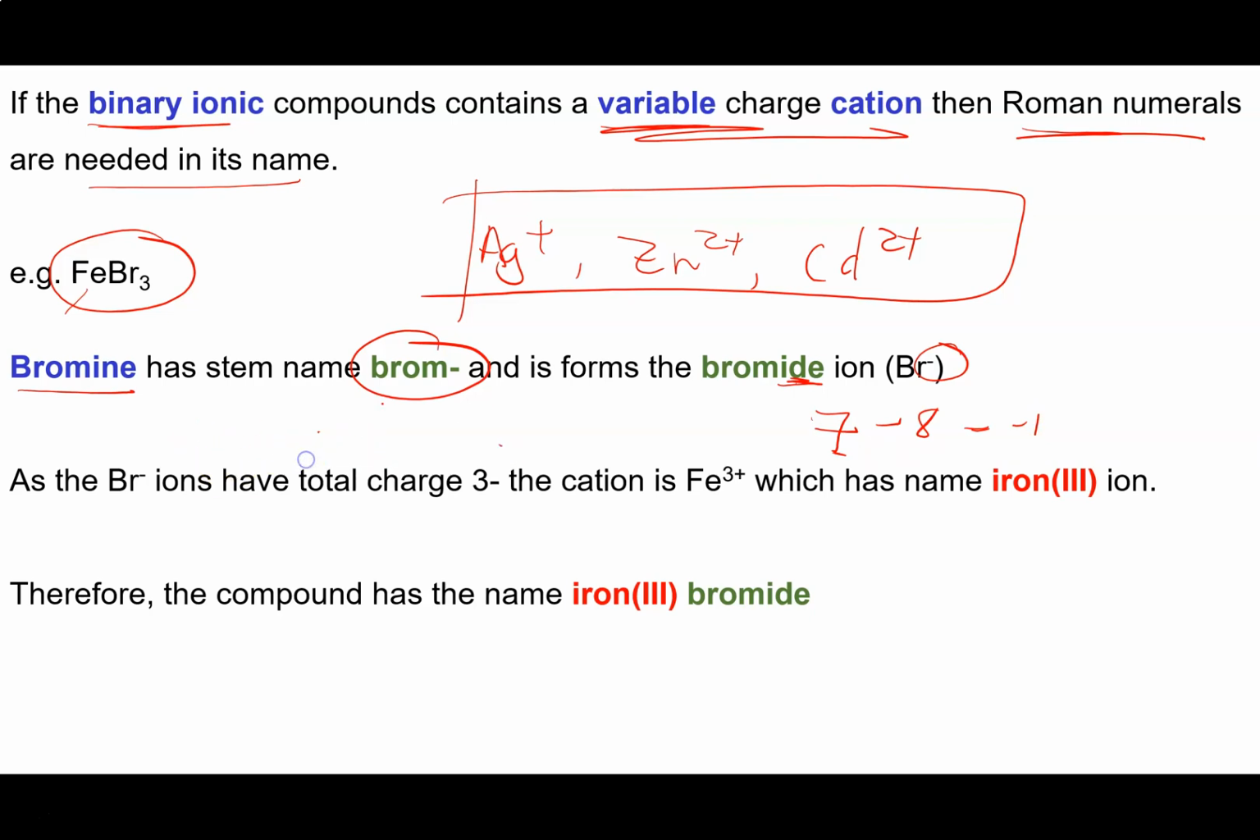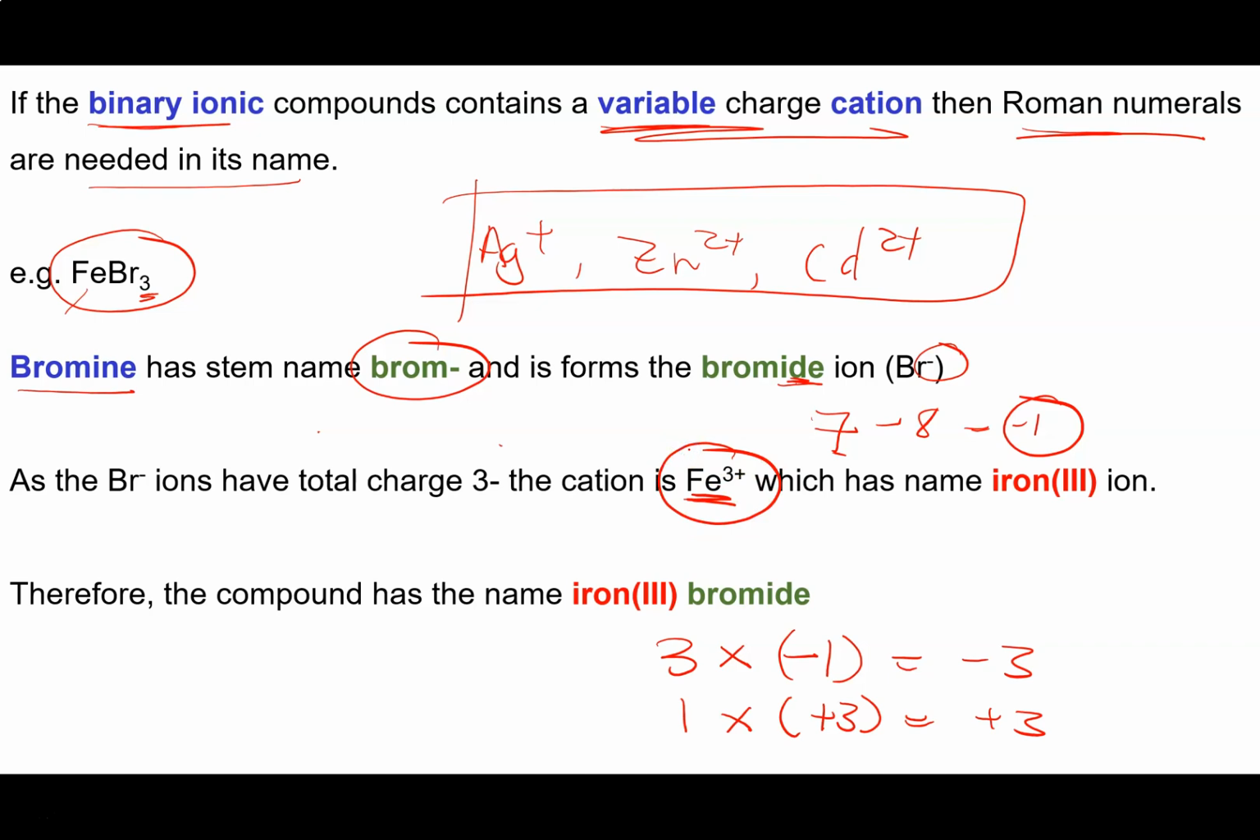All right, so I know the charge on my anion. The whole thing that I'm trying to do here is figure out what my Roman numerals are going to be. Because I've got 3 bromide ions, I know that the total charge from my anions is -3. So that means that the charge on my cation must be 3+, because I only have one cation and its charge has to add up to +3. So the cation must be Fe3+, and this has the name iron 3 ion. So there's a little bit of a trick here.